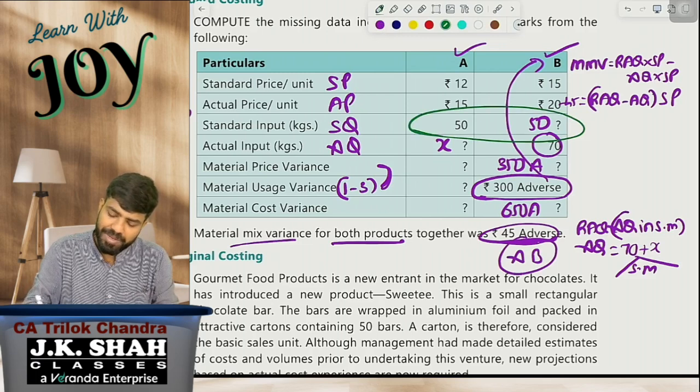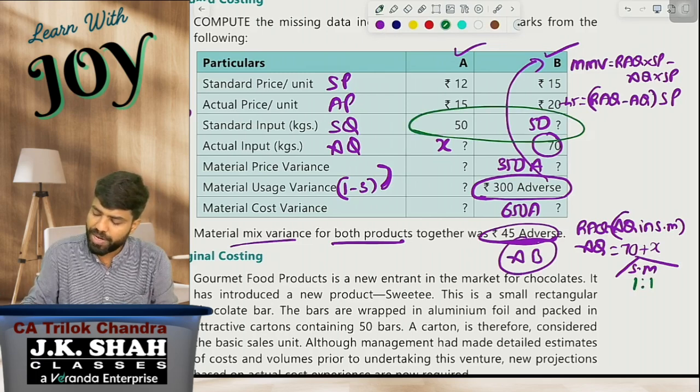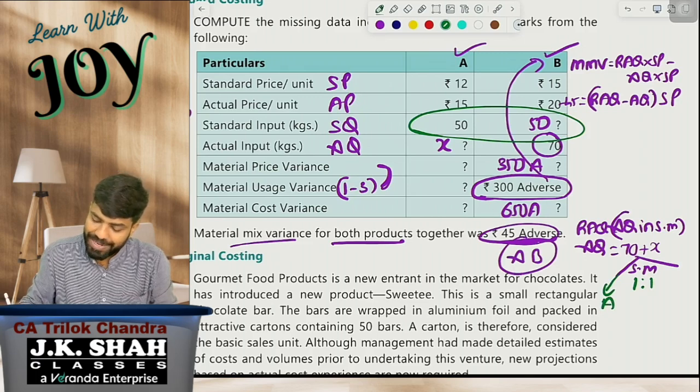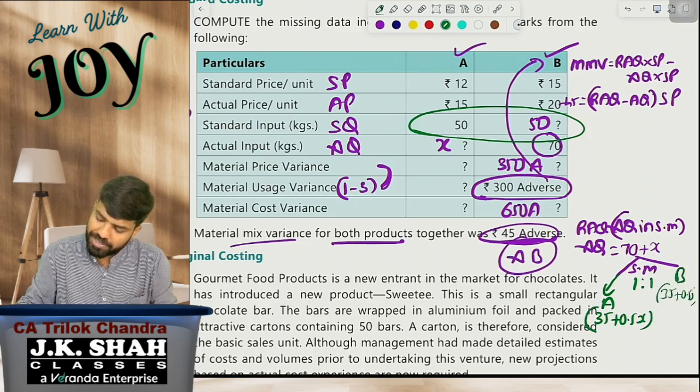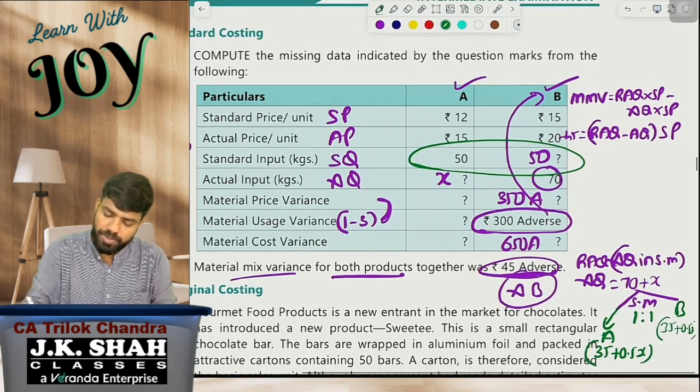Look at this. Standard mix is 50-50. Nothing but 1 is to 1. If it is 1 is to 1, half is A. Material A, half of this is how much? 35 plus 0.5x. Half is B, 35 plus 0.5x. Okay. Now, using that, I am going to do this.